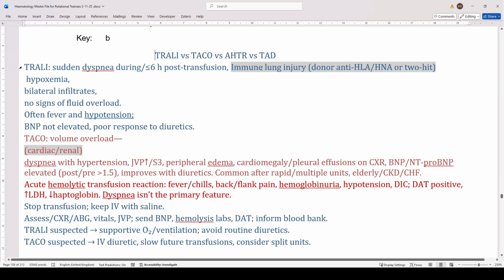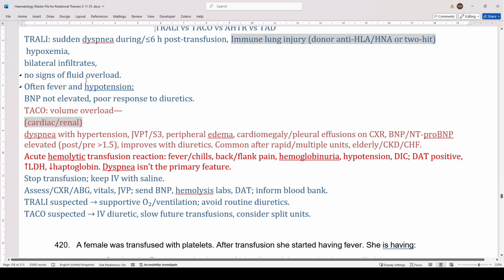So this is immune lung injury. The patient will have severe hypoxemia, and when we do a chest x-ray, we will see bilateral infiltrates. There is no sign of fluid overload in the patient. The signs of fluid overload, I will explain here.